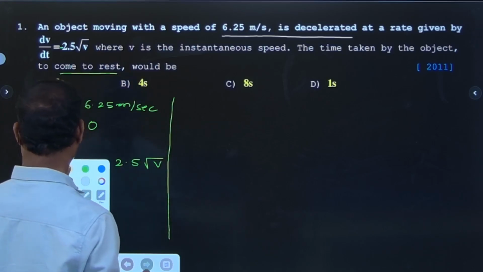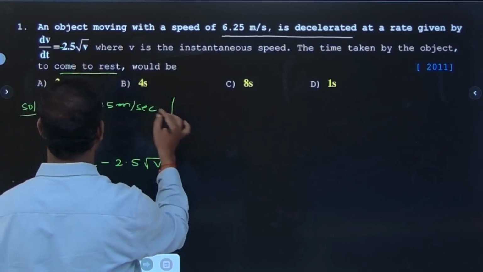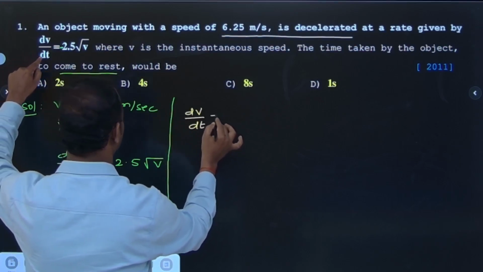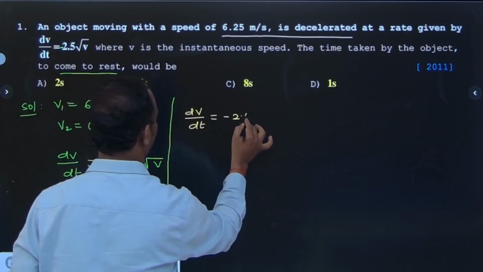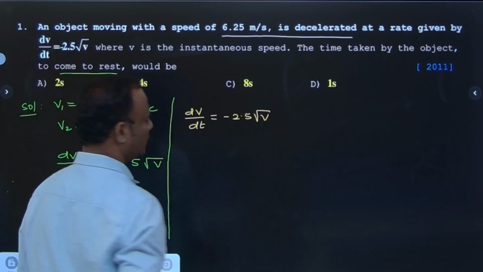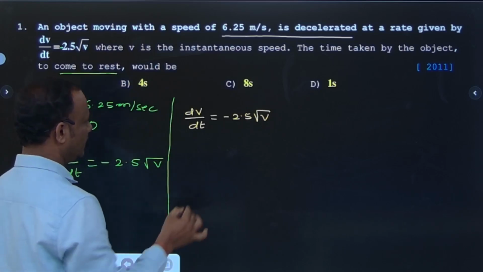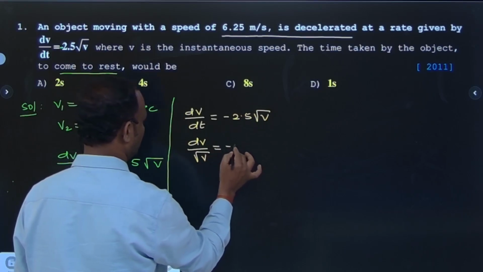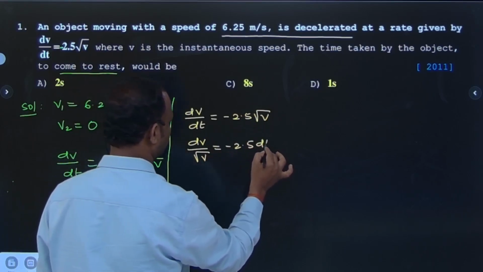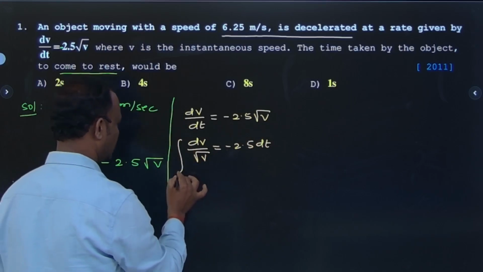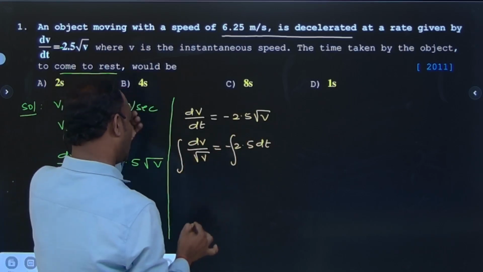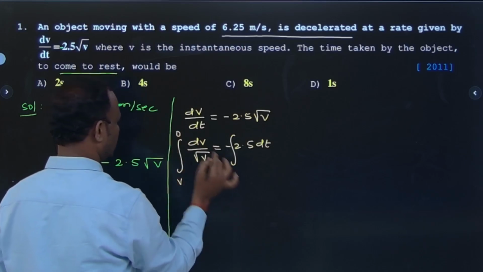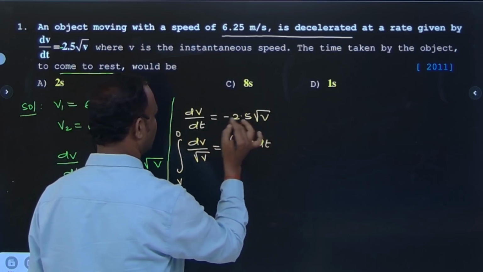From this, I am moving to this. First, what is given? dV by dt is equal to minus 2.5 root V. Go for proper integration. This gives dV by root V is equal to minus 2.5 dt. Taking integration on both sides, what are the limits? This is from V to 0, and this is from 0 to t.